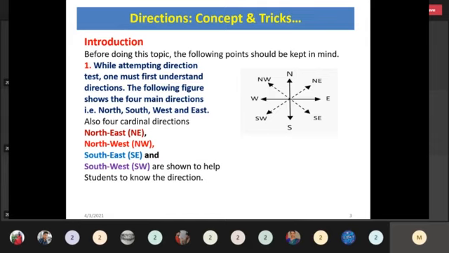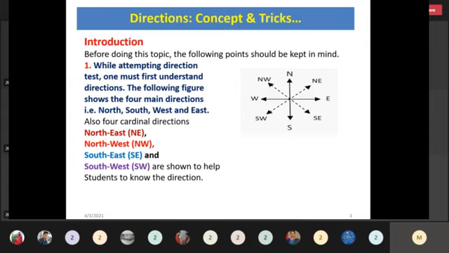Under the concept and tricks, the introduction part is very important, because we are going to learn the various directions, which is very important to solve direction sense problems in GATE aptitude. Before doing this topic, the following points should be kept in mind. The first one: while attempting a direction test, one must first understand the directions. The following figure shows the 4 main directions, that means north, south, west, and east. We are so familiar with this.